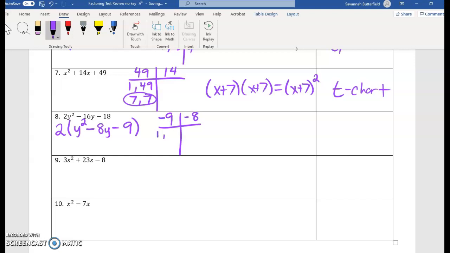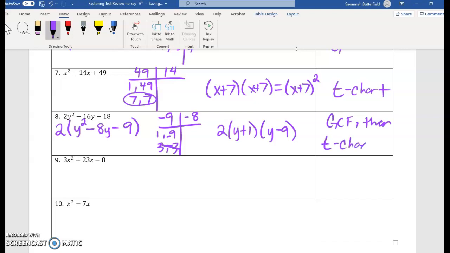So factors of 9 are 1 and 9, and 3 and 3. Since this is a negative 9, one of these factors has to be negative. Since I'm looking for a sum that is negative, the larger factor is negative. And on the 3's, you can just choose one. So negative 3 plus 3, that is 0. So it's going to be 1 and negative 9. So my final answer is going to be 2 times y plus 1 times y minus 9. And so for this, we took a GCF, then we did a t-chart.